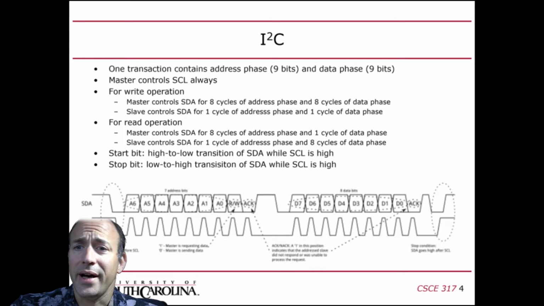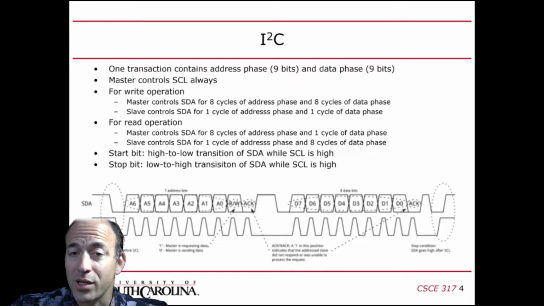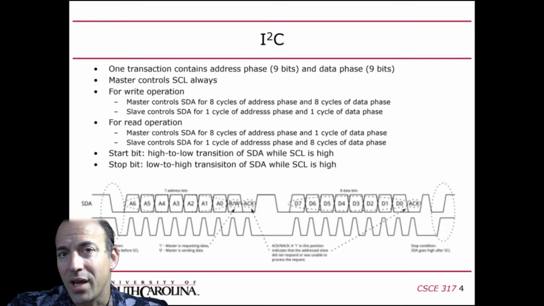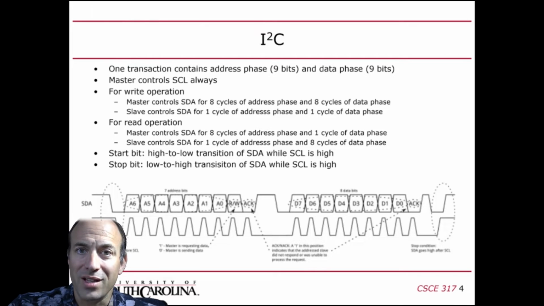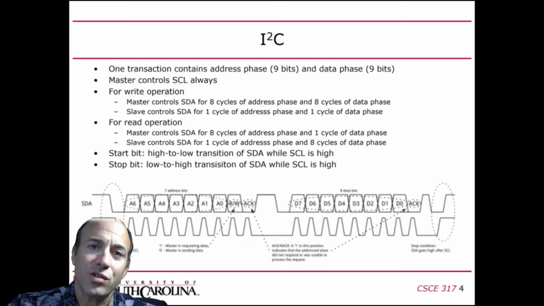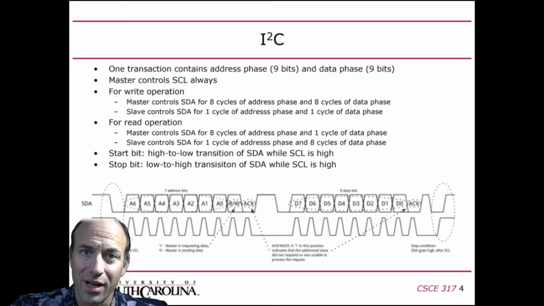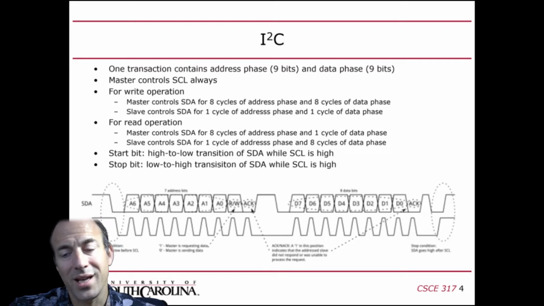And for a read operation, the master controls the SDA for 8 cycles of the address phase, as before, but it yields control over the SDA for the 8 cycles of the data during the data phase, but then the master is in charge of the acknowledgement. So in other words, the master controls SDA for 8 cycles during the address phase and 1 cycle of the data phase for the read operation.